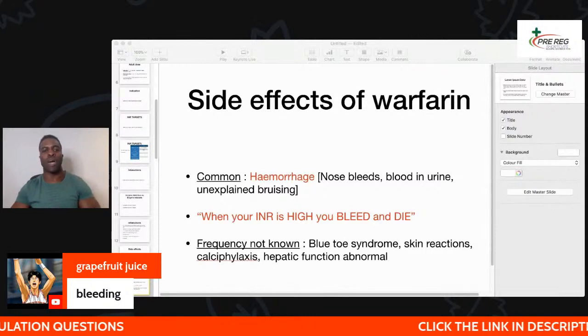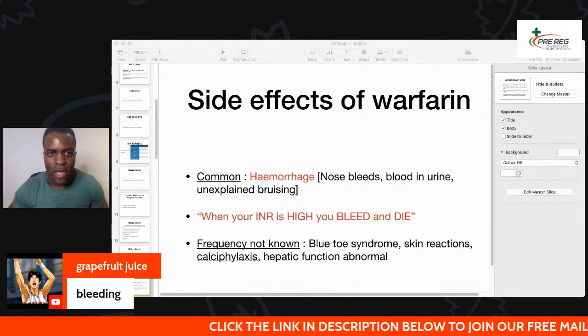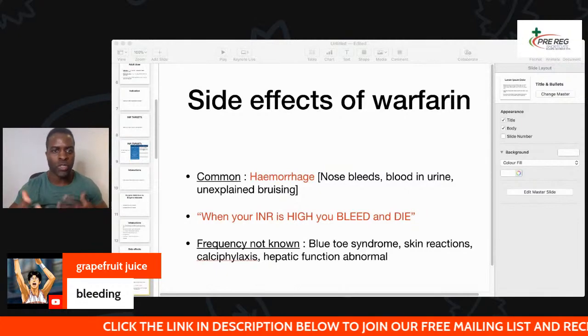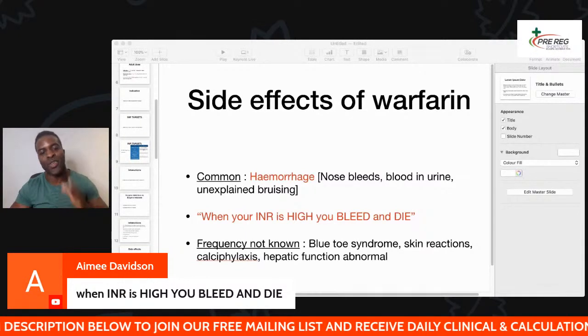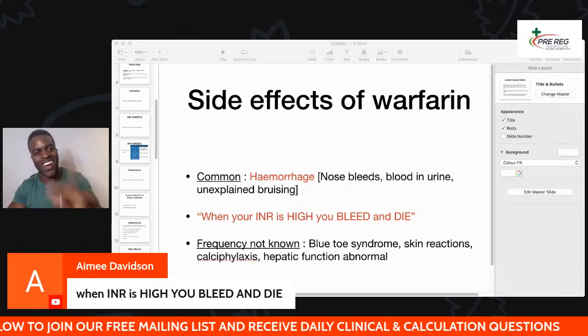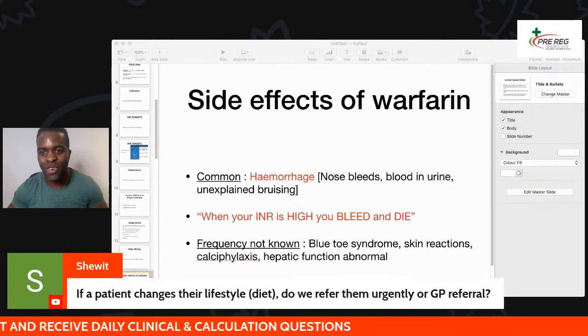It was grapefruit juice. That will help you as well, the INR. INR is high, you bleed and die, okay? And then, yes, frequency not known, Bluetooth syndrome, all the stuff you guys mentioned, all correct. Amy's got that. When INR is high, you bleed and die from the combo, because you know the deal, Amy. You know the score. Yeah, like Amy.